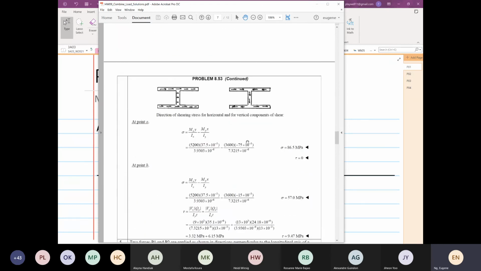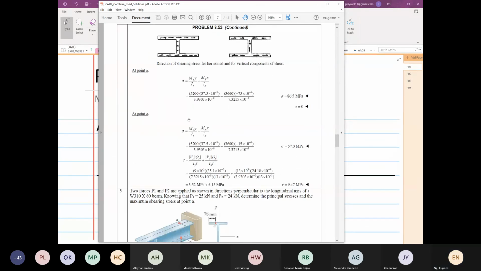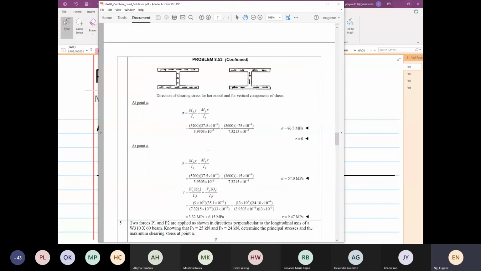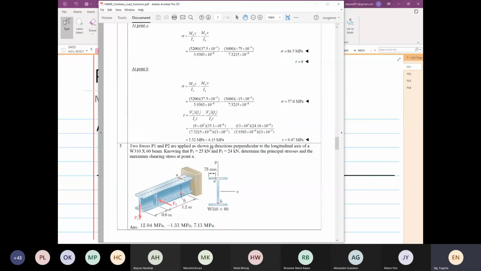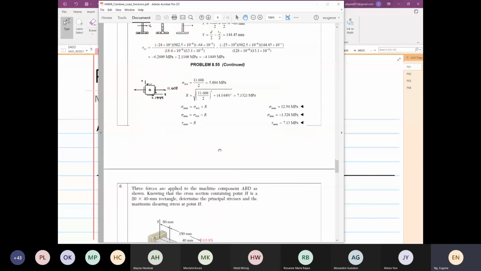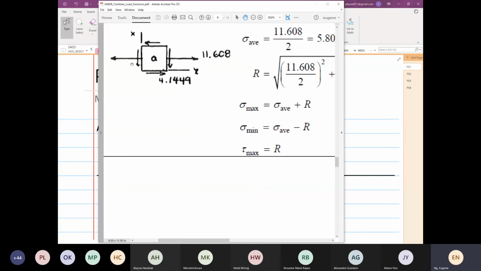I want you to be able to draw the element, or calculate the stresses. You have to be able to construct an element like this with the associated stresses. But I will not ask you to find the principal stress.